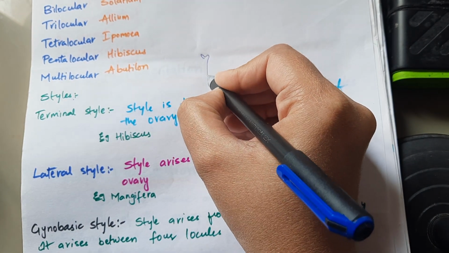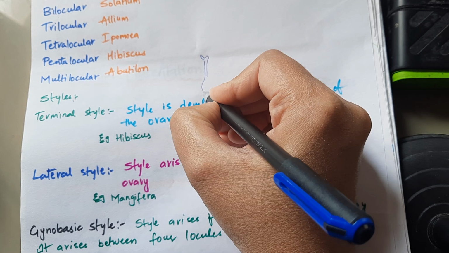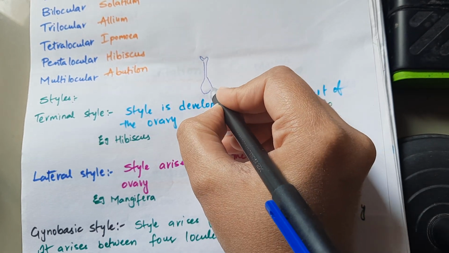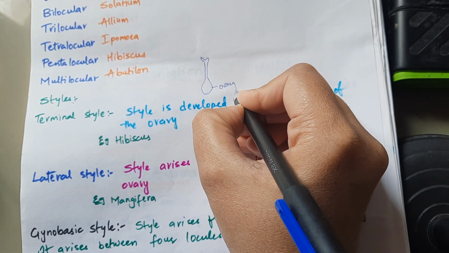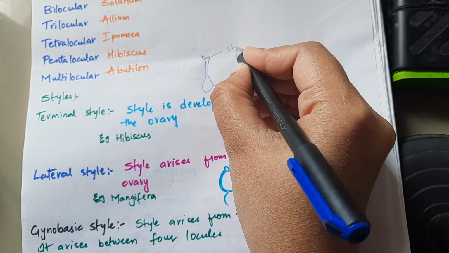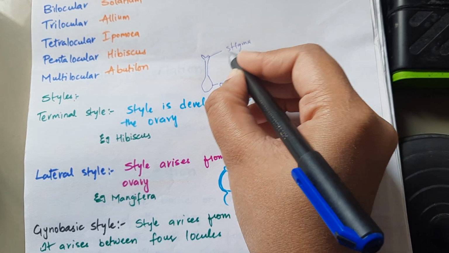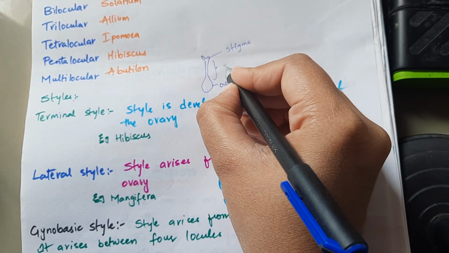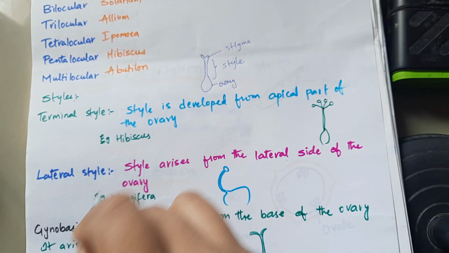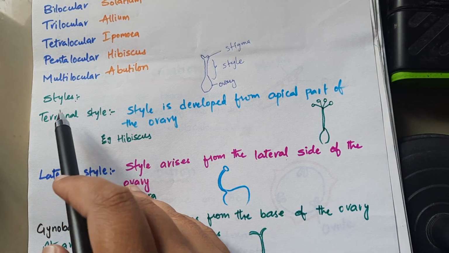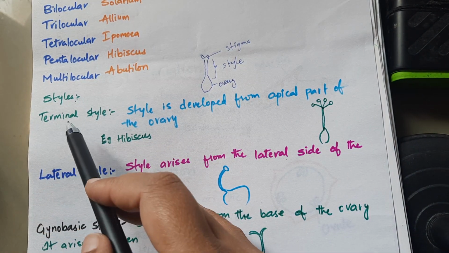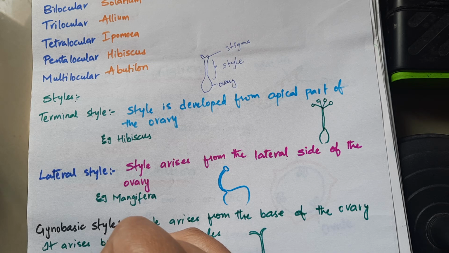If you want to draw this style, it looks like this. This is the ovary, this is the stigma. So this middle connective portion we call the style. Here in flowers, there are three types of styles seen.